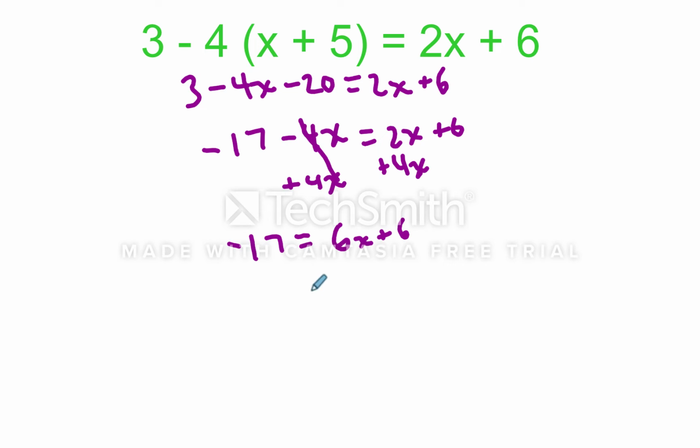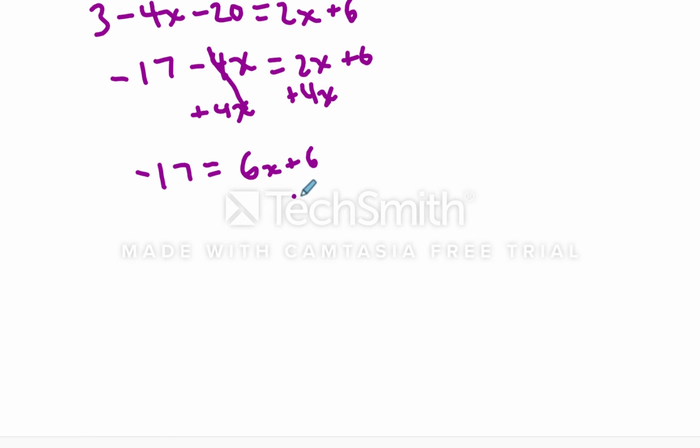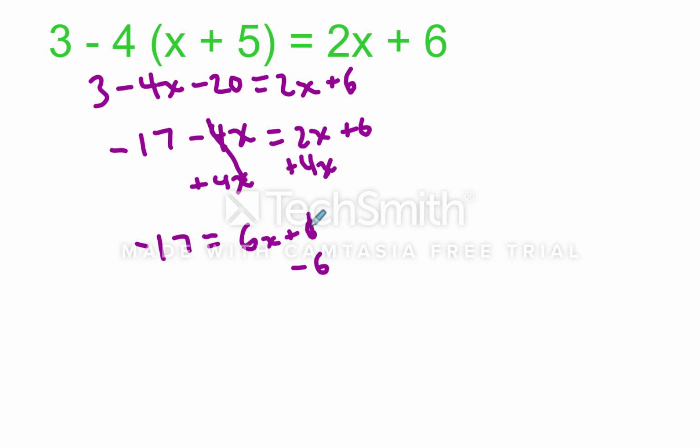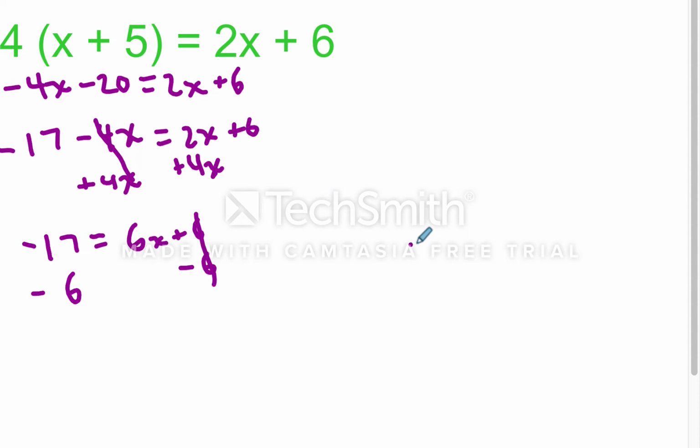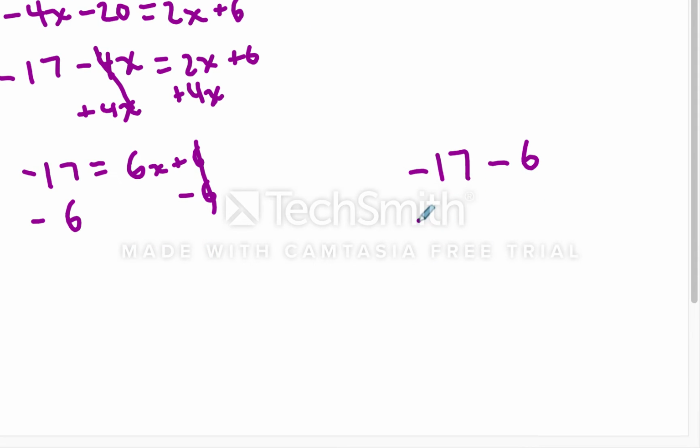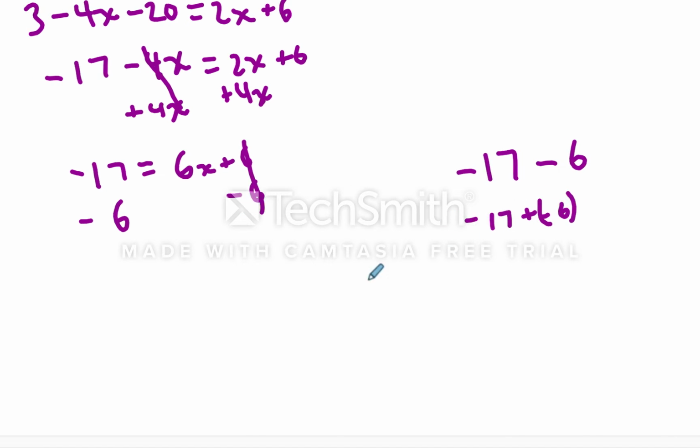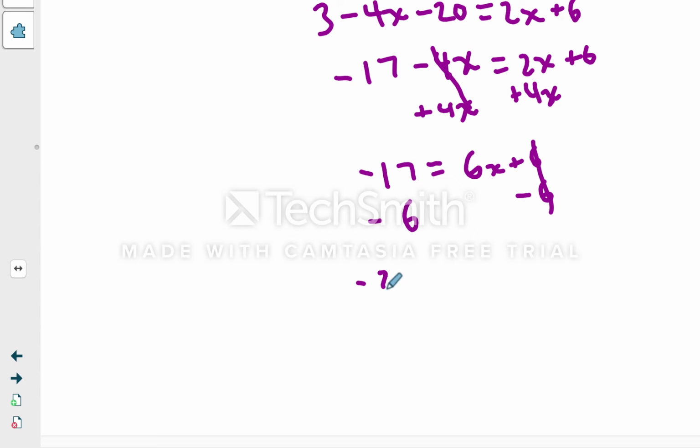Now that we've done that, the goal again is still to find x. So I want to get rid of this plus 6. So we subtract 6 on both ends. And then negative 17 minus 6. I'm going to do this off to the side just because this might be a situation where you run into an error. Usually you see 17 take away 6, you think of 11. But in this case, since it's a negative, you're actually going to be making this number even more negative. So it's negative 17 plus negative 6, which is negative 23.